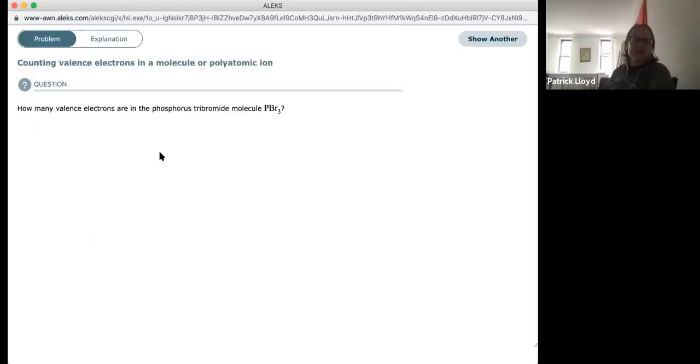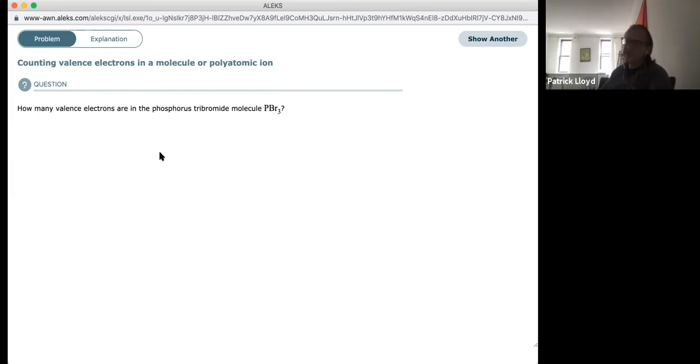How many valence electrons are in the phosphorus tribromide molecule PBr3? Now that's a really simple question. All they're asking you to do is count up the valence electrons. So that's just one of our steps, but I'm going to go through this whole process so that you can see examples of how to draw Lewis structures.